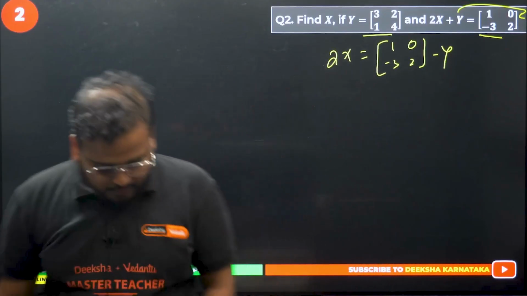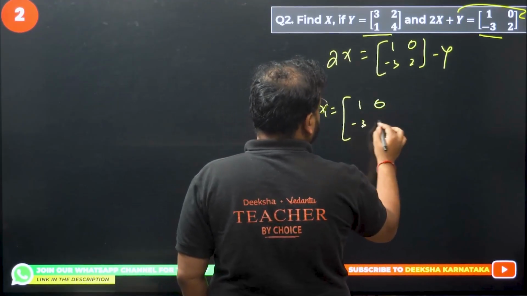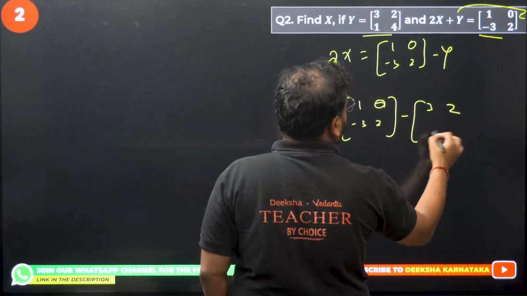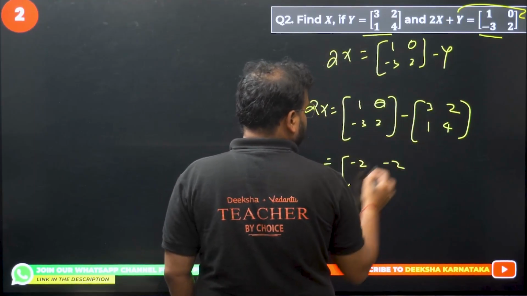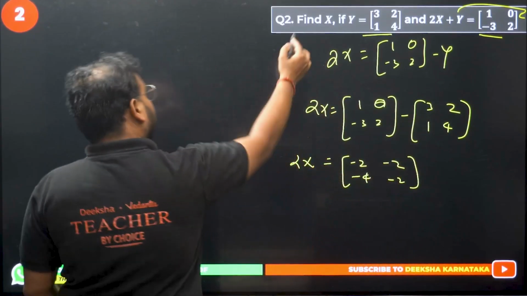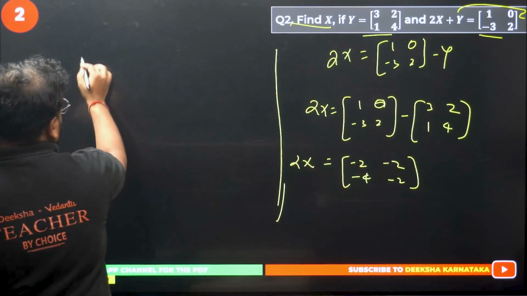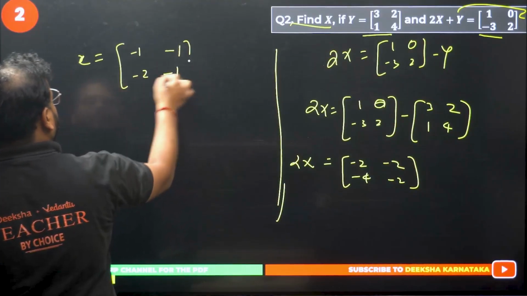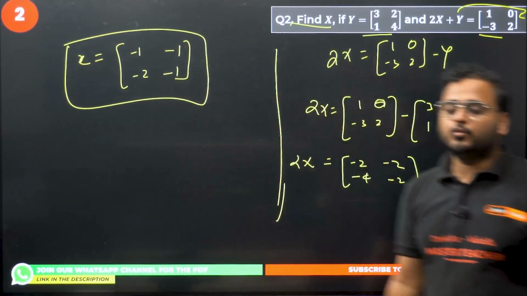Okay, let's substitute the value of Y now. We get [1 0; -3 2] minus [3 2; 1 4]. Subtract now. 1 minus 3 is minus 2, 0 minus 2 is minus 2, minus 3 minus 1 is minus 4, and 2 minus 4 is minus 2. This is my 2X matrix. I'm looking for the matrix X, so it will become [-1 -1; -2 -1]. It's also a 2 cross 2 matrix. Okay, very simple problem. 2 marker. Have a look.